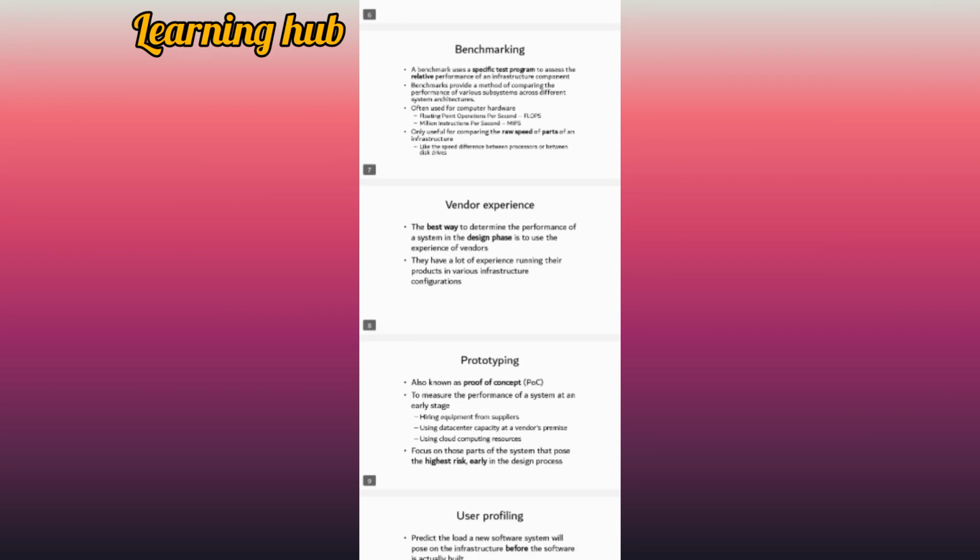Next, we have benchmarking. Benchmarking uses specific test programs to assess the relative performance of infrastructure components. Often, computer hardware is measured in floating point operations per second, also known as FLOPS, and the next is million instructions per second, which is only useful for comparing the raw speed of the parts of an infrastructure.